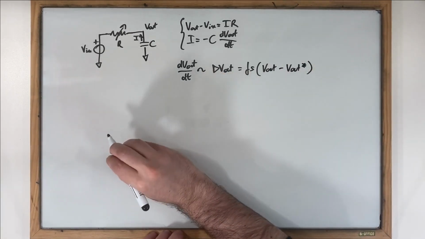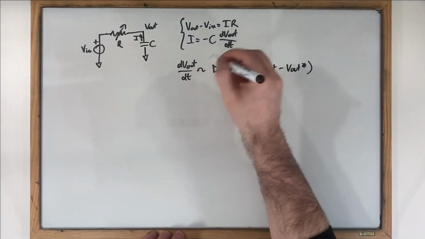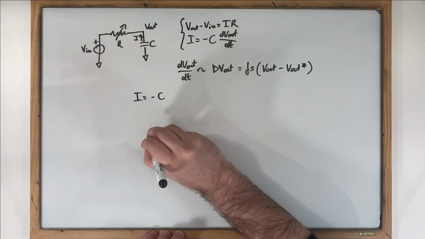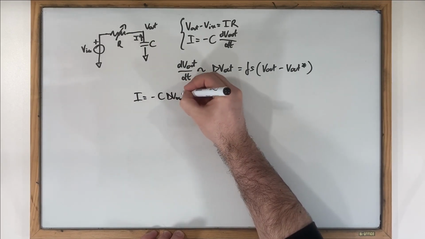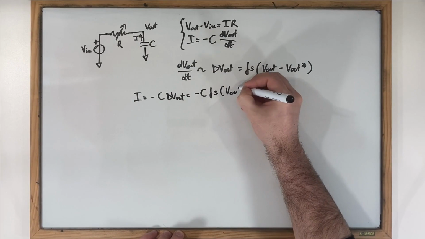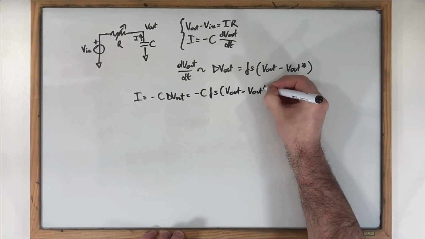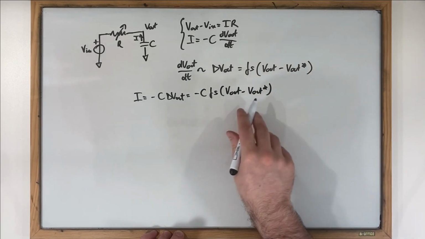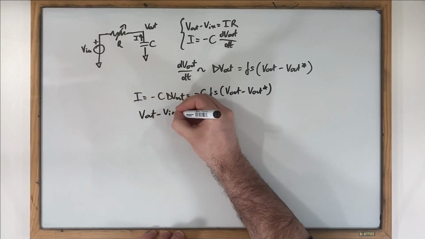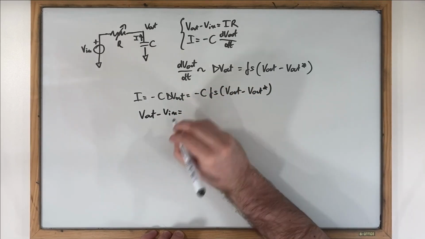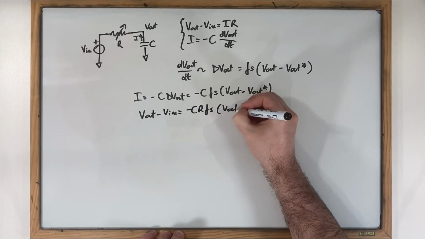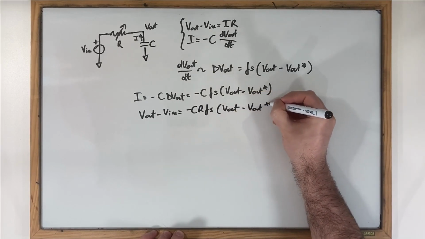I will put an asterisk to indicate that. Okay, so if we go and substitute this quantity in the second equation in this system, we will have I equals minus C times DVout, which is minus C times Fs times (Vout minus Vout delayed). Then we substitute this expression in the first equation, and we get Vout minus Vin equals minus CR times sample rate times (Vout minus Vout delayed by one sample).